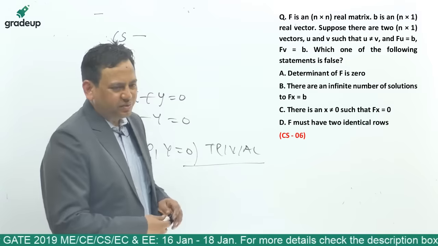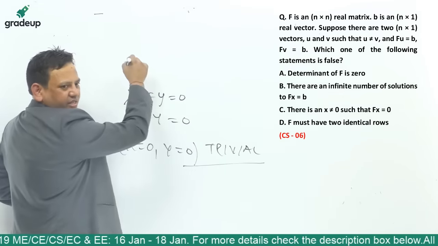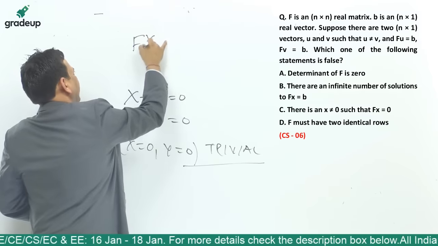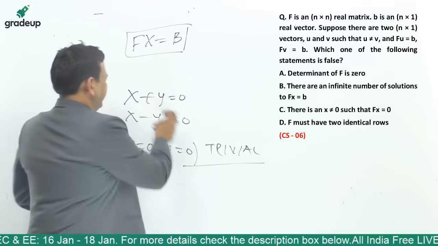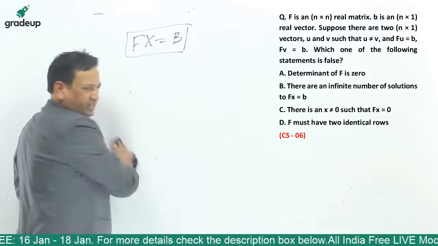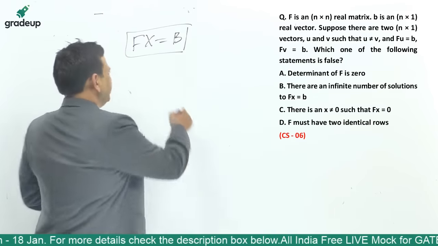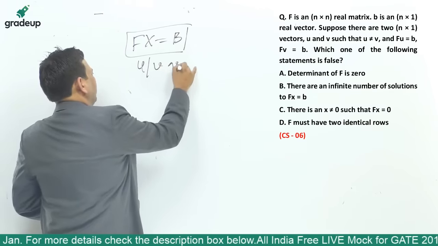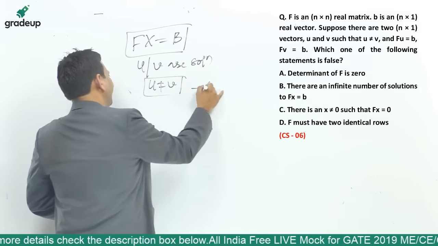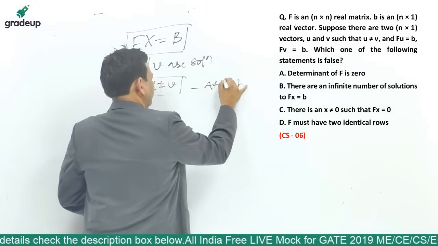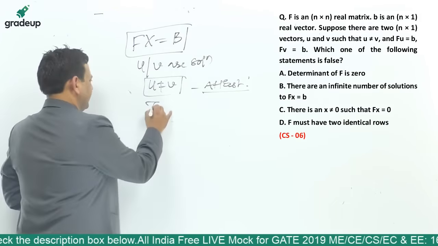Let's see, I am starting with this question. First thing, they are saying the system is written as Fx is equal to b. Now they are saying b is a vector, F is an n cross n matrix, and u and v are solutions. Now they are saying u is not equal to v, so there are at least two solutions. If there are at least two solutions, then there will be infinitely many solutions.